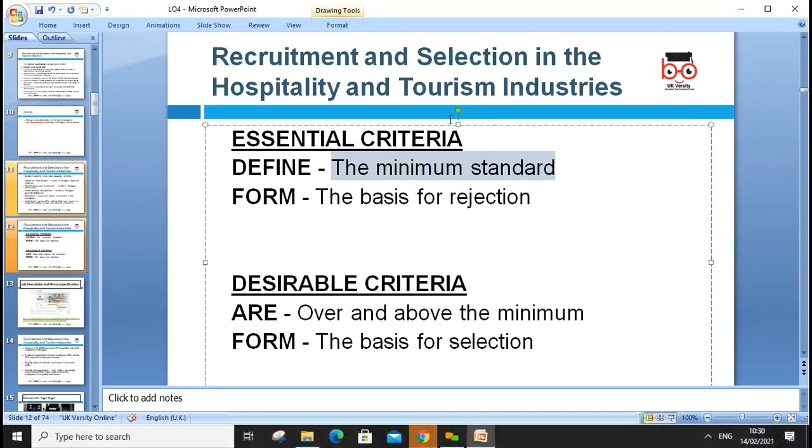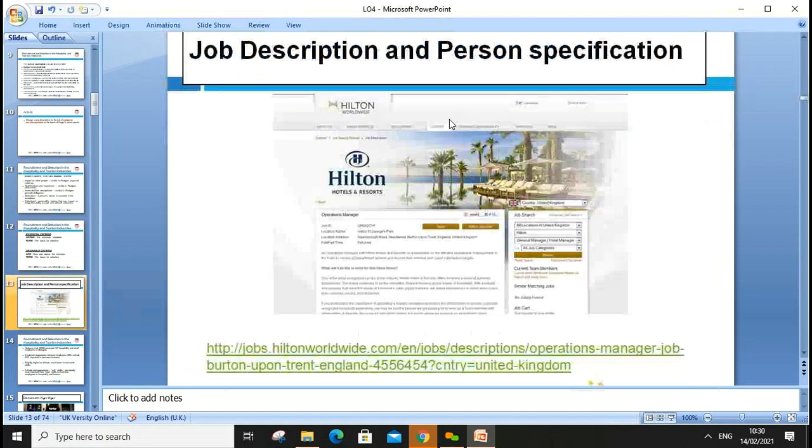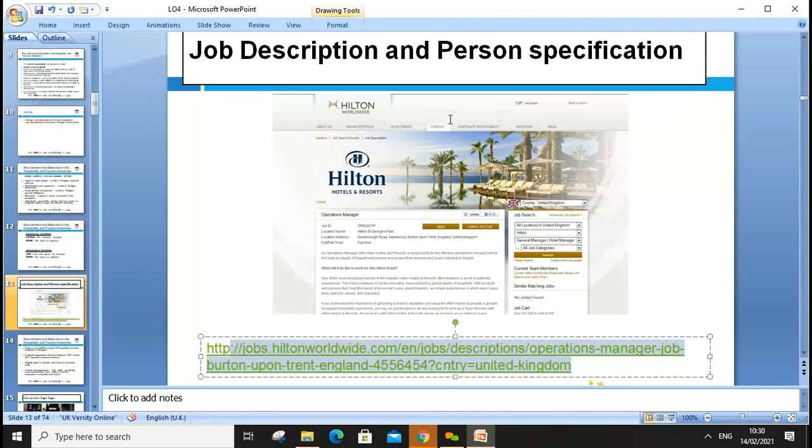Okay. So that's what we need to look around. Okay, next we're looking at recruitment and selection in hospitality. Essential criteria define the minimum standard and form the basis of rejection. If somebody doesn't fulfil or doesn't meet certain qualities, we can reject the application, so we're not going to offer. Desired criteria are over and above the minimum, the basis of selection. So that's the process we need to really be involved in in the recruitment and selection process. So next we're looking at job description and personal specification.